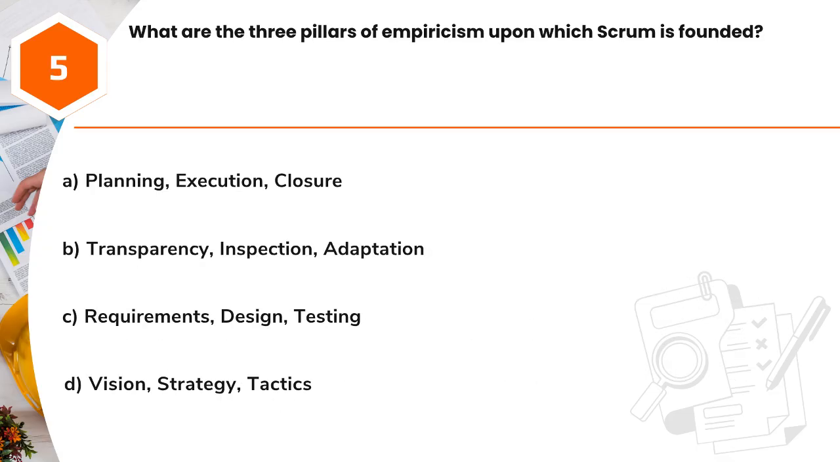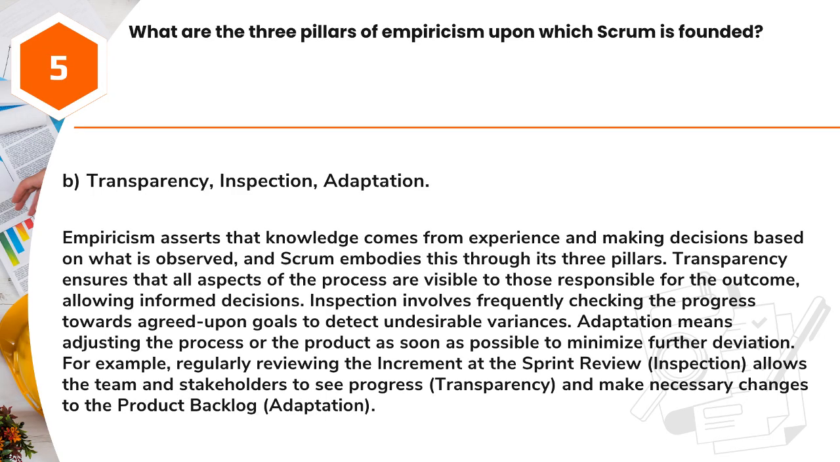Question 5. What are the 3 pillars of empiricism upon which Scrum is founded? A. Planning, execution, closure. B. Transparency, inspection, adaptation. C. Requirements, design, testing. D. Vision, strategy, tactics. Answer: B. Transparency, inspection, adaptation.